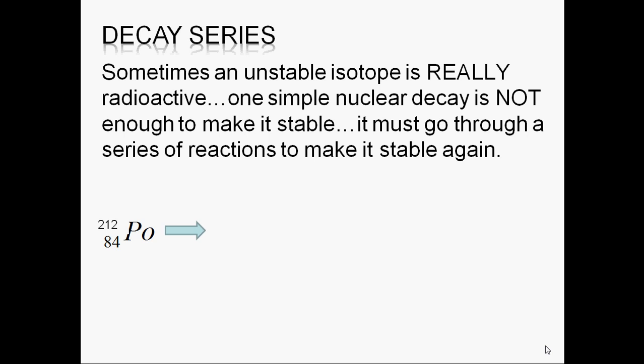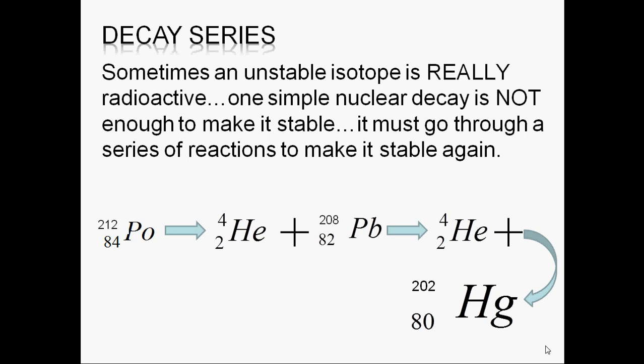So if, for example, we consider polonium-212, we could have it undergo alpha decay and we would end up with lead-208. Now that's good, we've made our atom more stable, but sometimes that's not enough. Maybe even our lead-208 is not stable. So what we'll find sometimes is that that new product from our previous decay will undergo another instance of nuclear decay. So in this case, we had our polonium-212, it decayed into lead-208, and then that lead-208 further decayed into mercury-202 before it became stable.